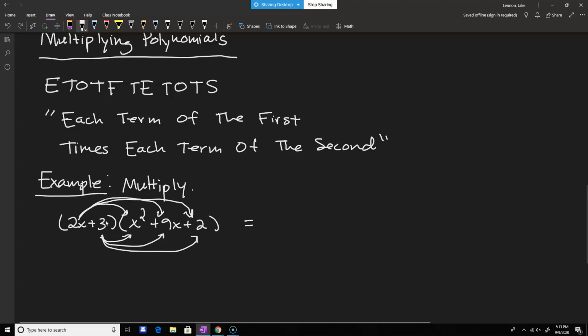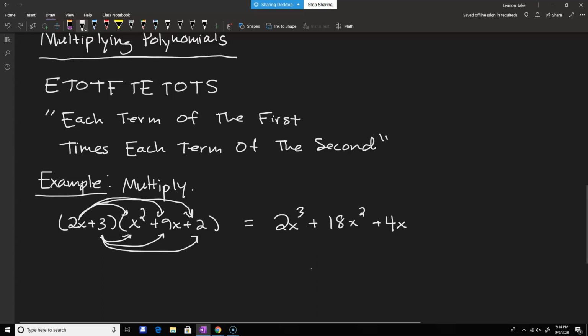So we start by multiplying 2x by x squared. So how much is 2x by x squared? 2x to what power? Third. Yeah. 2x cubed. So we're adding that power of 1 from the 2x with a power of 2 from the x squared. Then we multiply 2x by the 9x. So that's 18x squared. And then 2x times 2 gives us plus 4x.